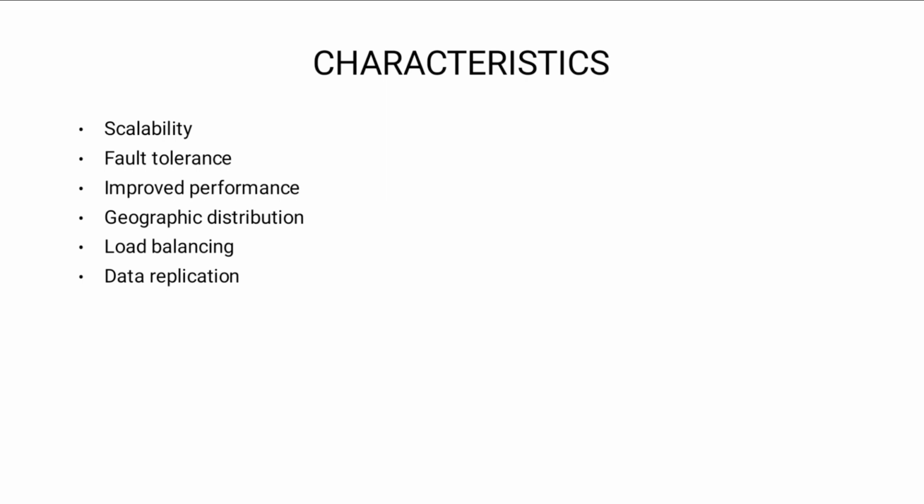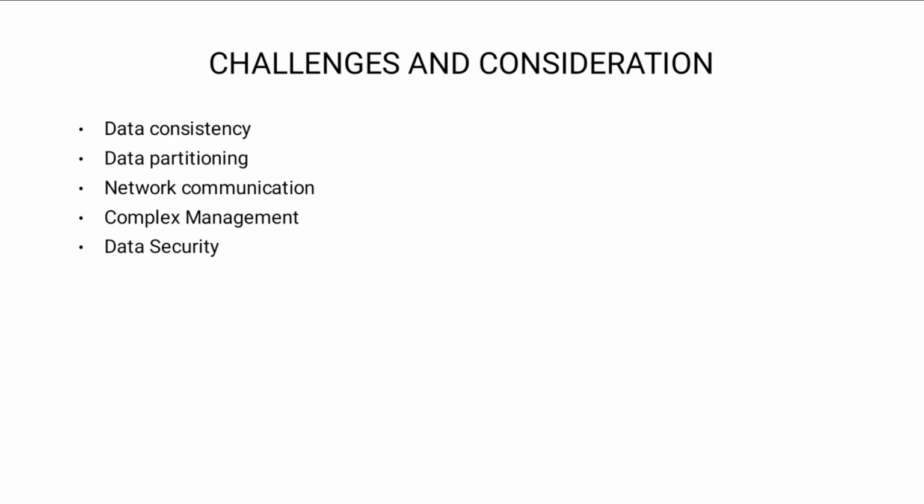Next, challenges and considerations of a distributed database system. Data consistency, partitioning, network communication, complex management, and data security. Data consistency means maintaining ACID properties is very complex in a distributed database system. So we try to maintain the consistency property. Partitioning: how we partition data has a significant impact on performance and scalability.